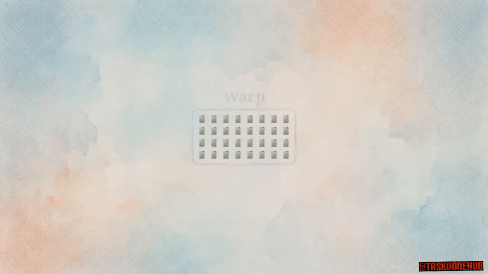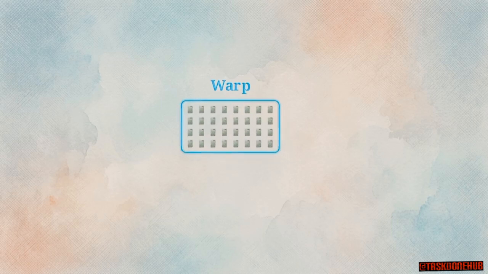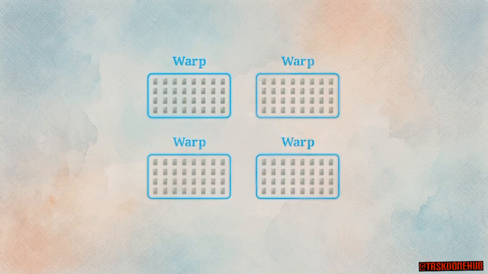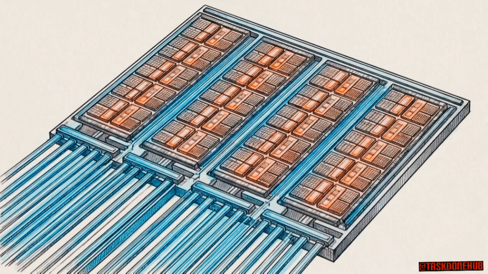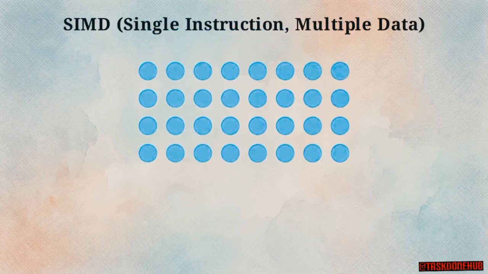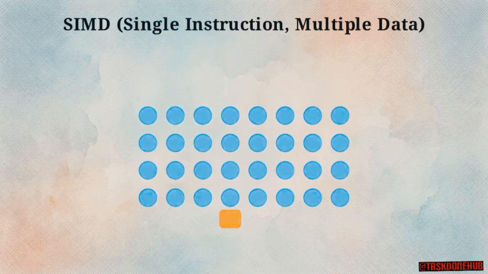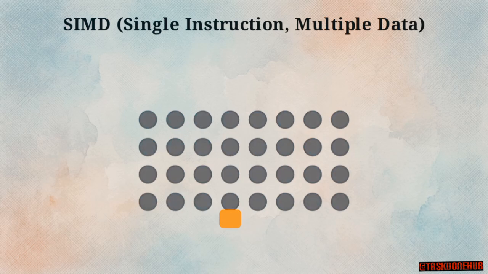To scale this computational density, 32 individual cores are bundled together into a structure called a warp. 4 of those warps are then clustered to form a streaming multiprocessor, or SM, the primary processing block of the architecture. This block runs on an execution model known as single instruction, multiple threads, or SIMT. Older architectures relied on a lockstep model called SIMD, where every thread in a warp had to execute the exact same instruction at the exact same time. If one thread stalled, the whole group stalled.